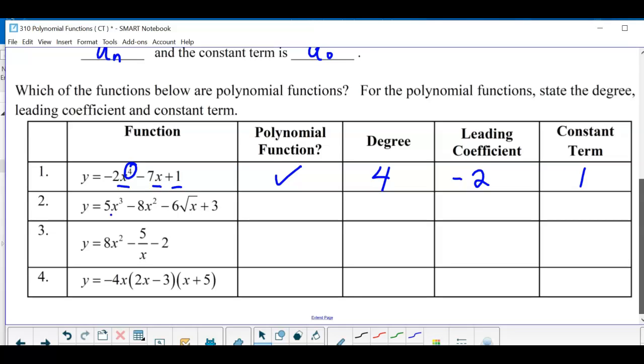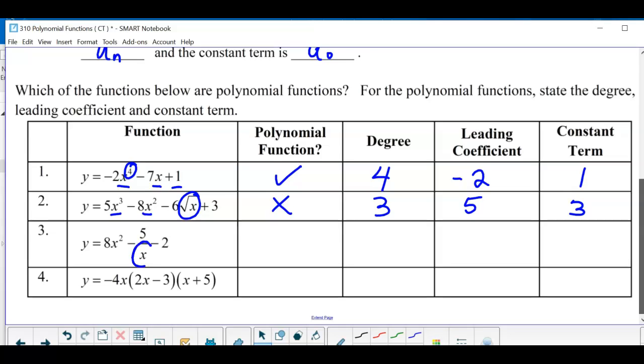Next one, take a look. It's degree 3. Then there's 2. This, though, means it's not a polynomial function. Okay, it's still of degree 3, but it's not considered a polynomial function. It still has a leading coefficient of 5 and a constant term of 3. Even though it says only do this for the polynomial functions, you can still fill in some of it.